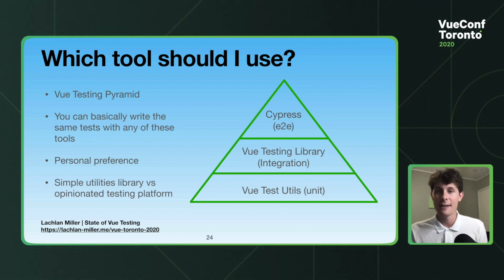So if you like something more opinionated and batteries built in, you might like to check out Cypress or Testing Library. If you like to do things yourself and have maximum flexibility, Test Utils might be a better candidate for your project. It's really down to personal preference, and I would encourage you to try them all out to see which one you like best.